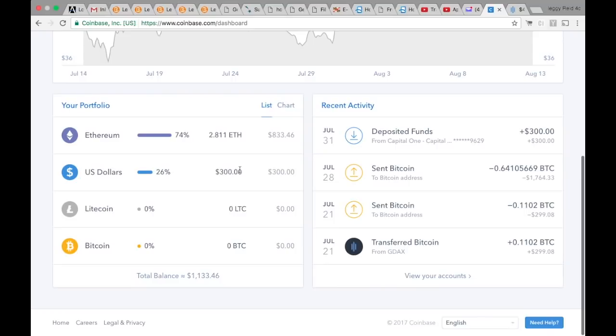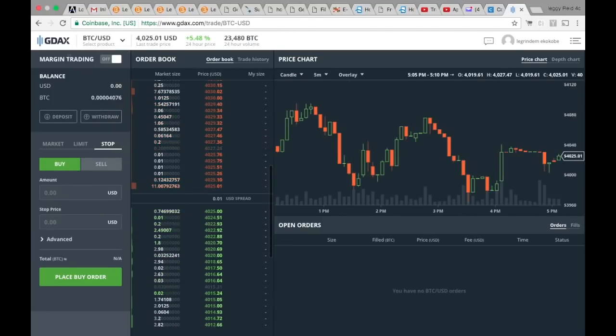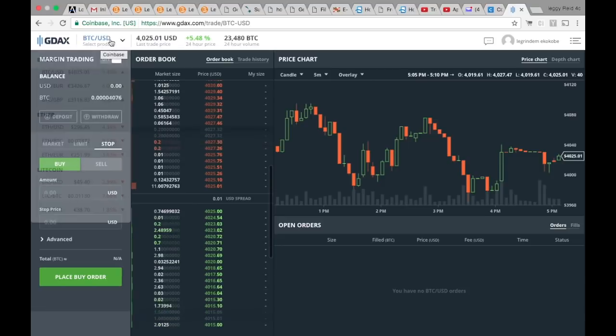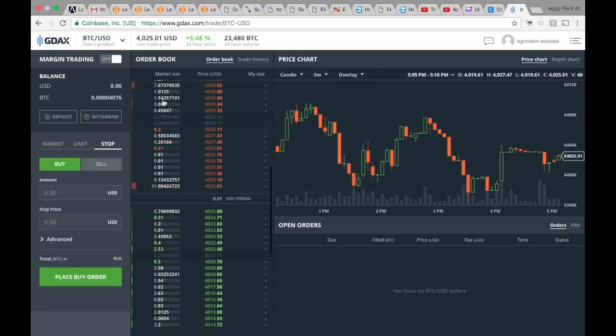All right, this is my wallet here. I have $300 in here. And I'm going to transfer that to my Gdax account, which is connected, by the way. Okay, so I hope I remember.